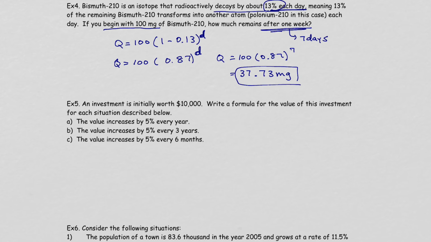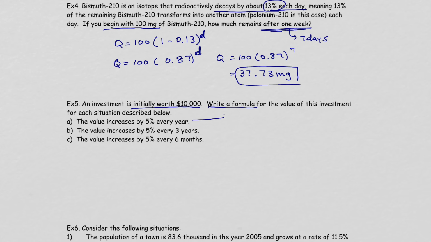What about the next one, example 5, right? Again, you can pause this video, try them and see if you can get it, and then watch the video after. This one is initial investment is $10,000. So that's going to be the starting amount, right? They want you to write the formulas with different cases.